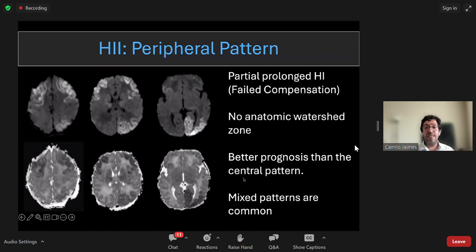This type of injury has a better prognosis than the central pattern. And another thing I must say is, as therapeutic hypothermia for perinatal hypoxia has become more widespread, we actually see less of this pattern of injury. I think the deployment of therapeutic hypothermia in the clinical realm has shifted a bit the type of injuries we see. I would say we see more normal scans.